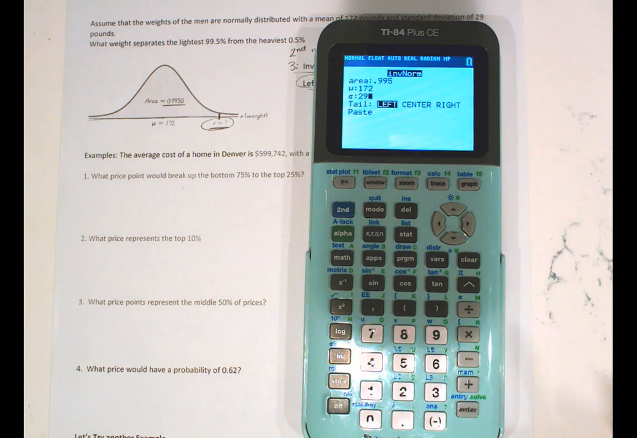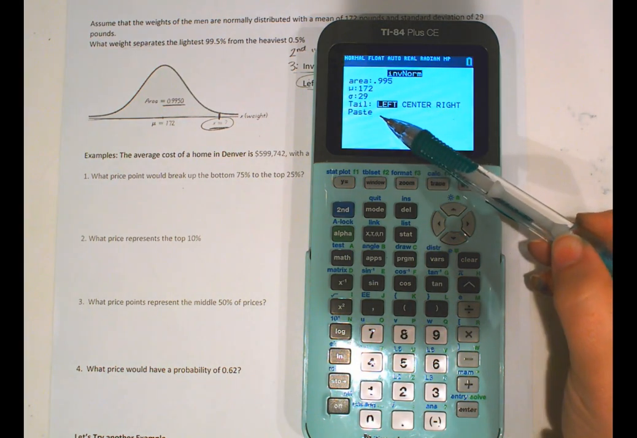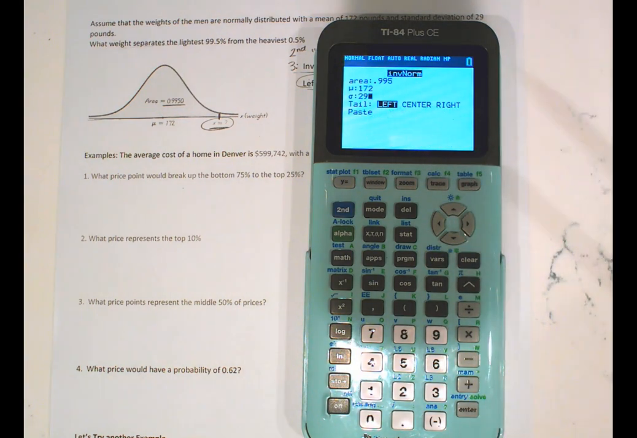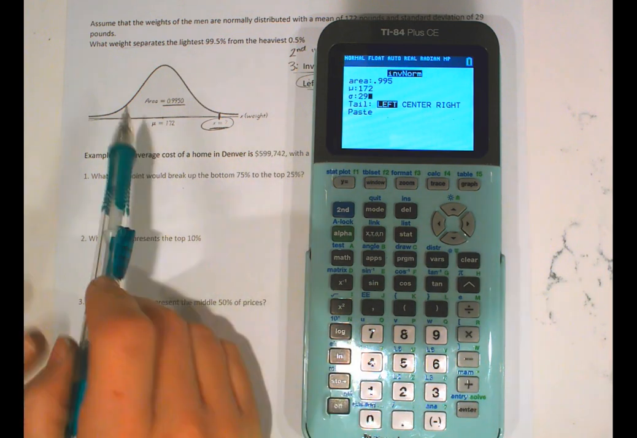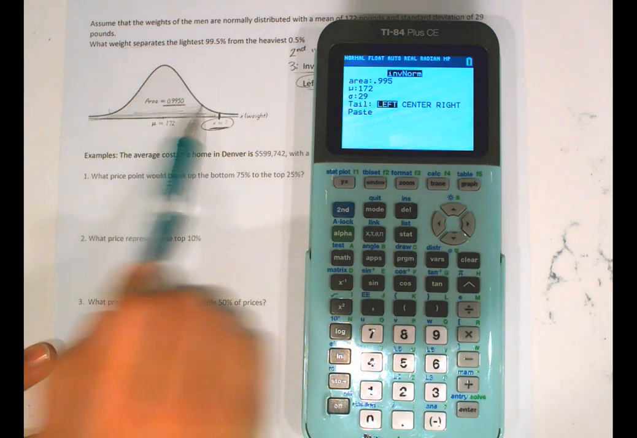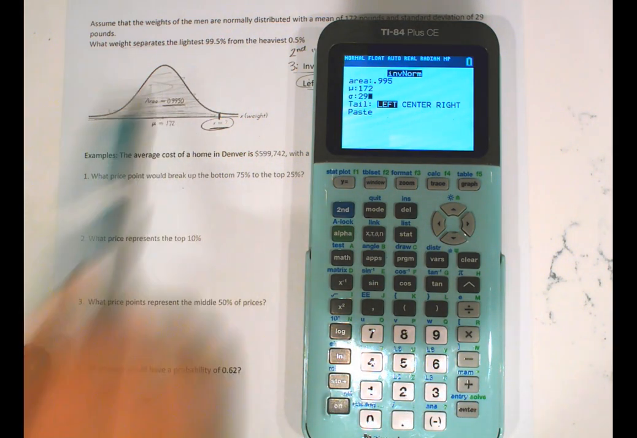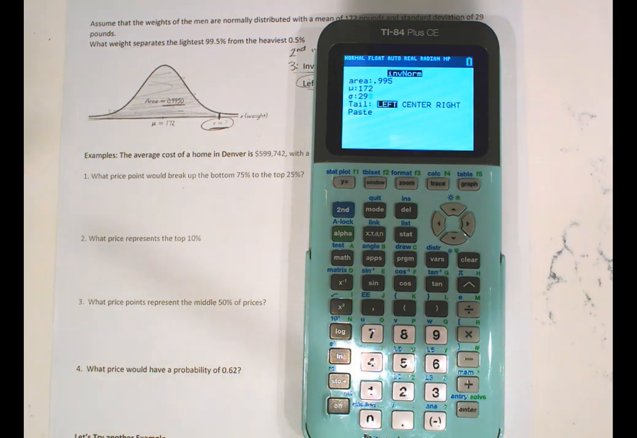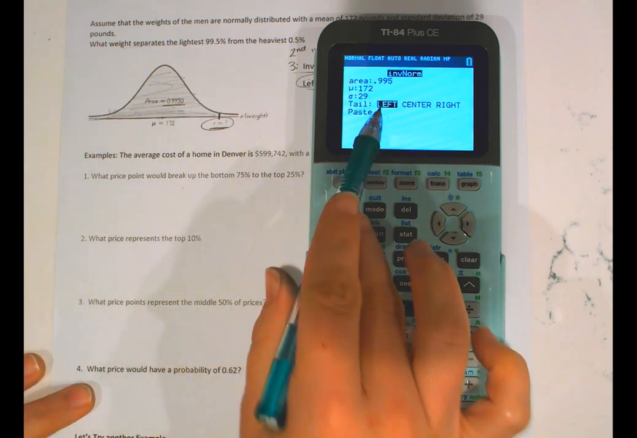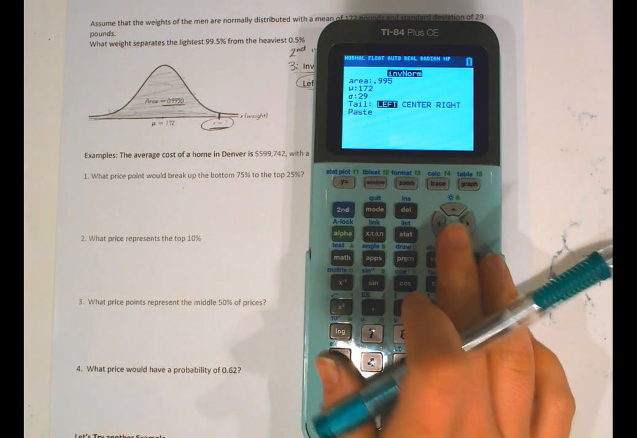Now, some of your calculators will ask you tail: left, center, or right. Some of your calculators will not. If it does not, your calculator is always assuming that the tail is on the left. That means that the shaded region is on the left. We're shading in the left side of the graph. So some of your calculators can only go off of the left. Some of your calculators are a little more sophisticated and can do any tail or whatever part of the graph that you're looking for. But in this one, we are going from the left, so it doesn't matter which calculator you have in this case.